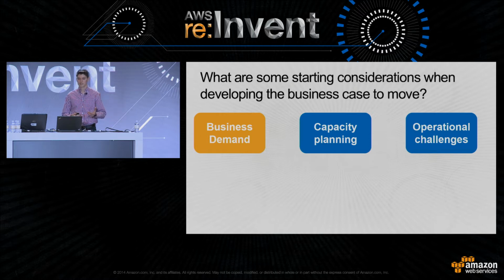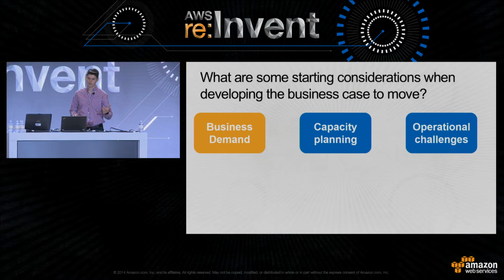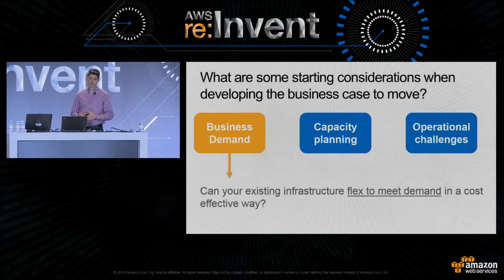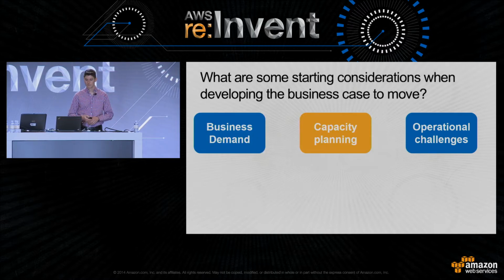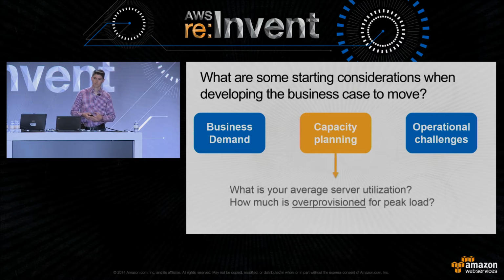So when you're building the business case, one of the first things to think about is your business demand. So think about how your internal and external demand for IT resources changes. How do you expect this to fluctuate in the long term? Can your existing infrastructure flex to meet the demand in a cost-effective way? You should be thinking about these questions as you're building your business case. Secondarily, think about capacity planning and utilization. So what is your current capacity? Do you know it? Are you provisioned for peaks? Are you over-provisioned currently?